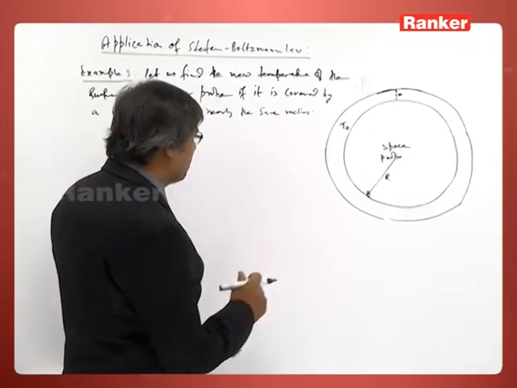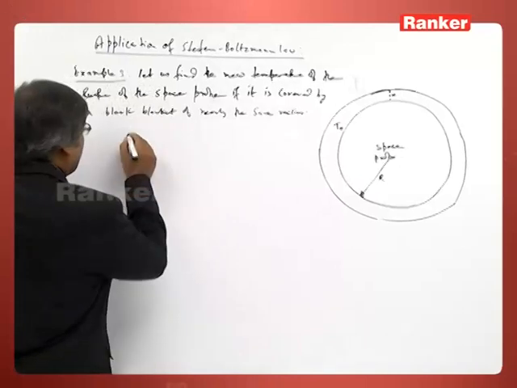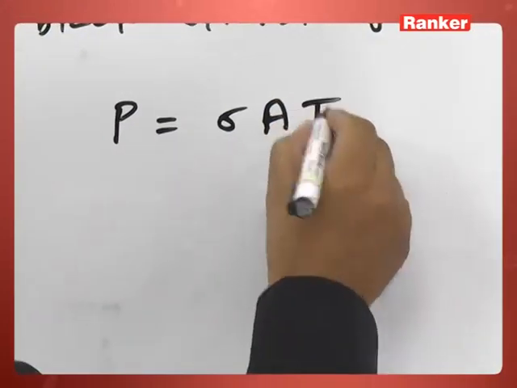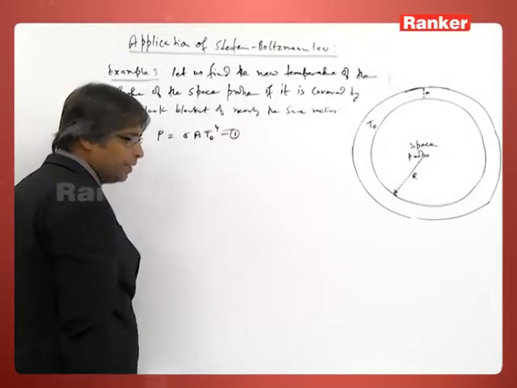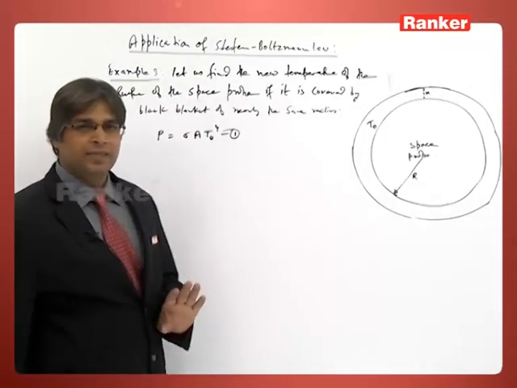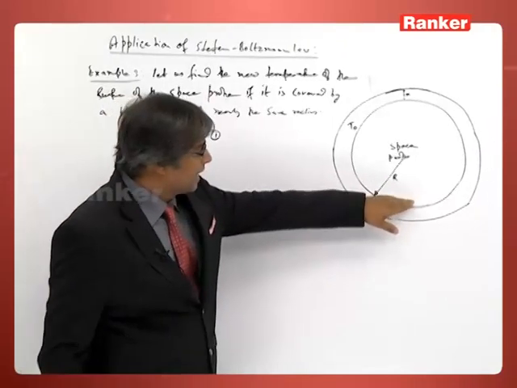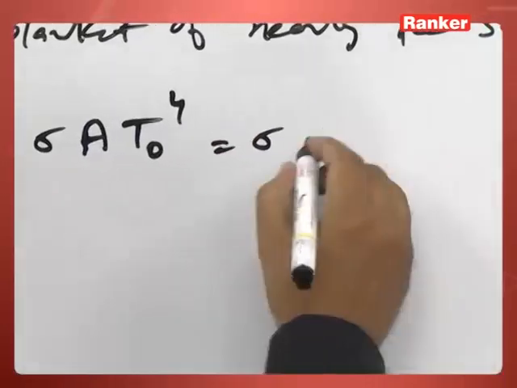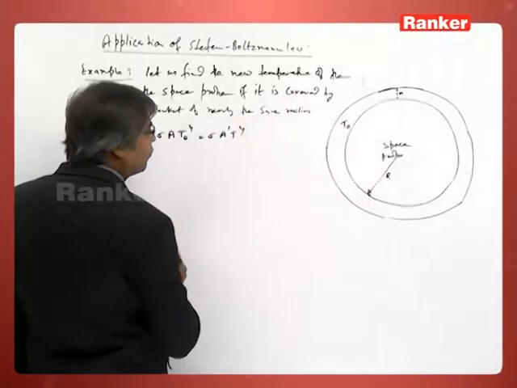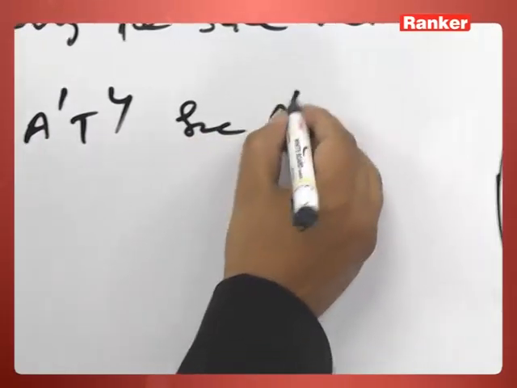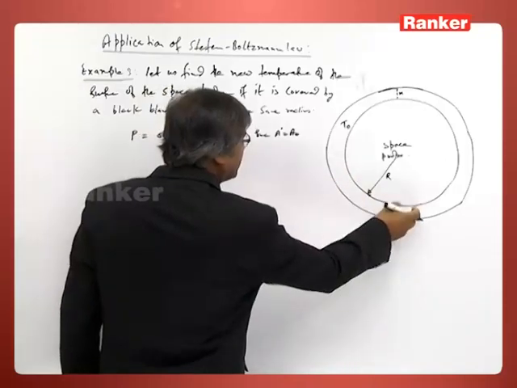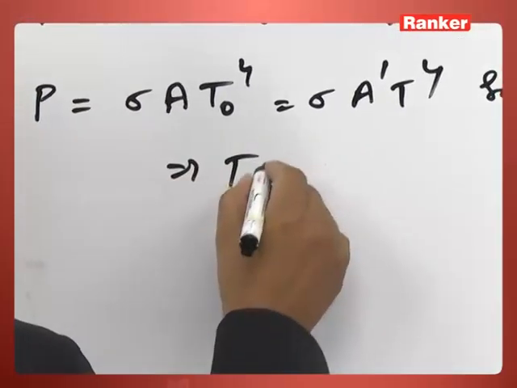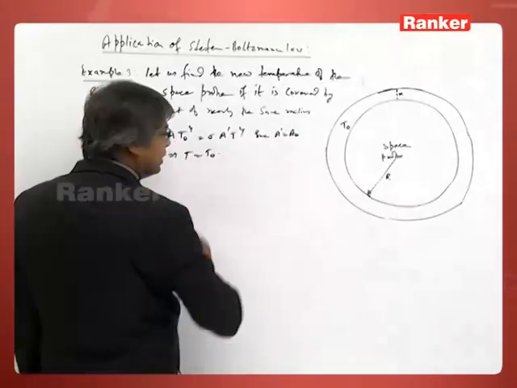So, now you see, initially the power generated inside the space probe was sigma A T naught to the power 4. Now, that power never changes. So, nearly this is also r plus x. So, this will be now equal to sigma new area A into T to the power 4. But since A dash is also approximately equal to A naught, this radius is so small that its area can be taken as approximately equal, implies the new temperature T will be equal to T naught.